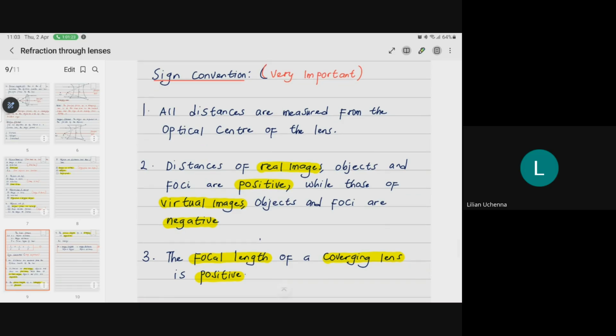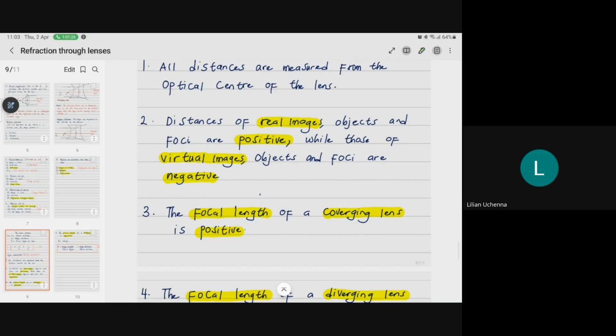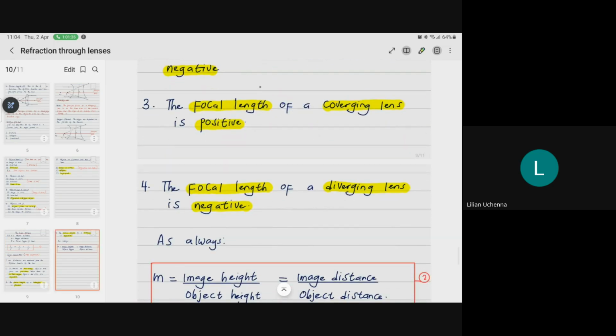Now, most importantly, like I said, the focal length of a convergent lens is positive, while the focal length of a divergent lens is negative.